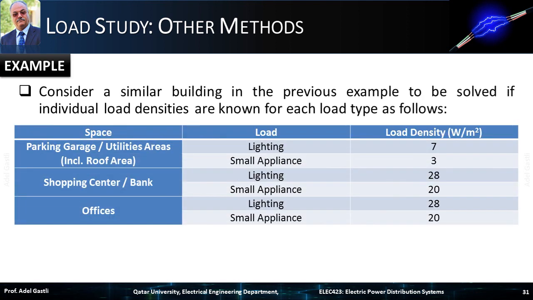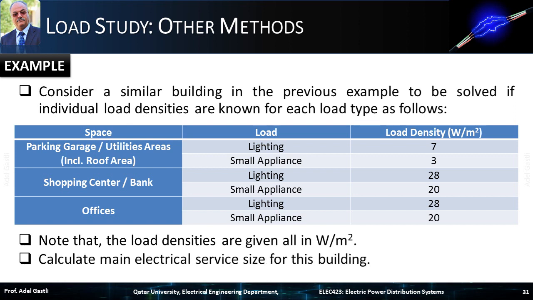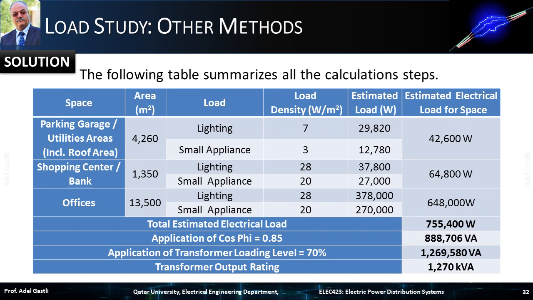Let's see another way of solving the same previous example problem, if individual load densities are known, for each load type, as shown in this table. Note that, all load densities are given in watts per square meter and not volt-amps per square feet like in the previous example. Based on these given load densities, we shall calculate the main electrical service size, for this building. We can use a table, to summarize all the calculation steps, as shown below. We first start by calculating the areas for each space, and insert them, in the second column. Then, based on the given table, of load densities for each type of load, we fill, the third and fourth columns. In the fifth column, we calculate the estimated load, by multiplying the load density, and the corresponding area.